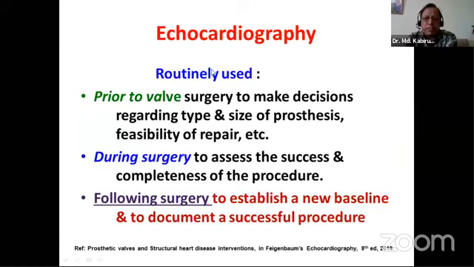So echocardiography is routinely used prior to valve surgery to make decisions regarding type, size, and possibility of repair, etc. During surgery, to assess the success and completeness of the procedure, and following surgery, to establish a new baseline to document a successful procedure. I have marked this because it is very important. After surgery, you have to make a baseline study.